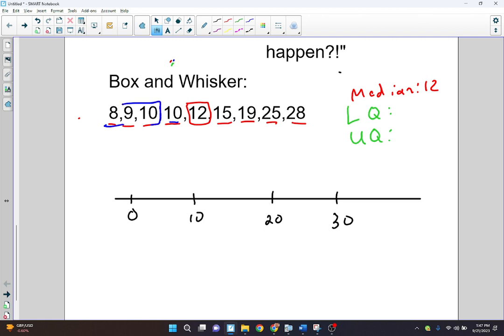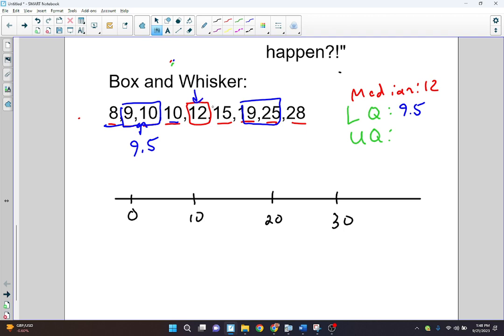In this situation, I had two numbers, so I need to find the middle of both numbers, which happens to be 9.5. Again, if you can't find the middle, just add them and divide by 2. So the lower quartile is 9.5. The upper quartile, again, find the middle of the second half of the numbers.